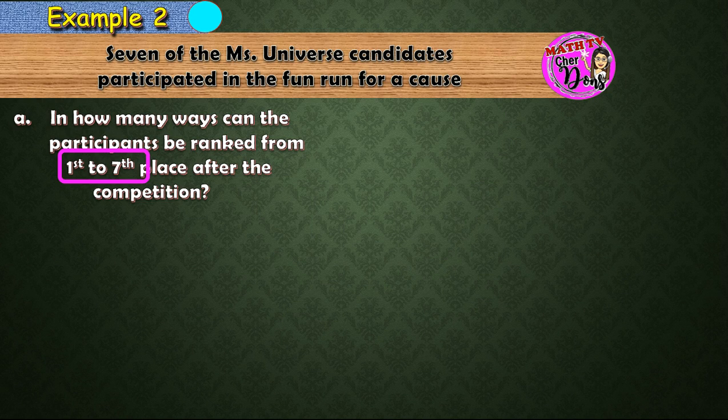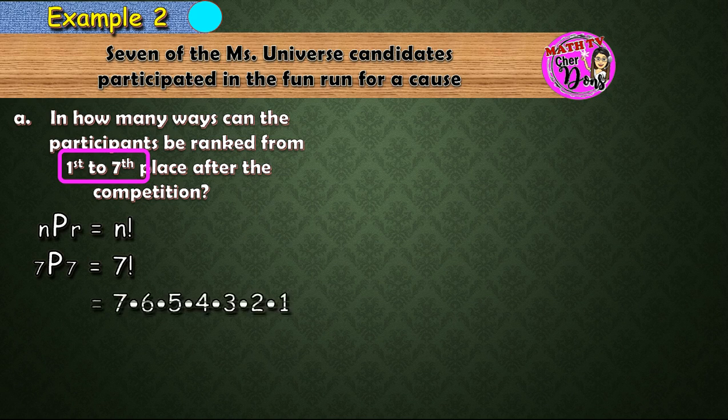So we have permutation of 7 objects taken 7 at a time. We're going to use the formula: permutation of n objects taken r at a time is equal to n factorial. Substituting, we have 7 factorial. Simplifying it, we have 7 times 6 times 5 times 4 times 3 times 2 times 1. It is equal to 5,040. Therefore, there are 5,040 different ways we can rank the participants from first to 7th place.